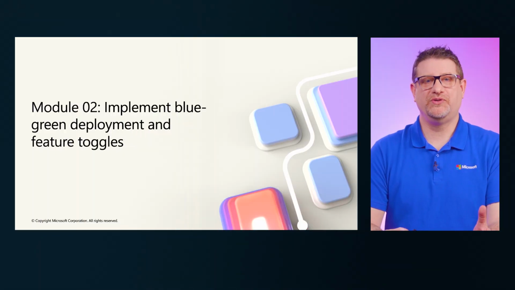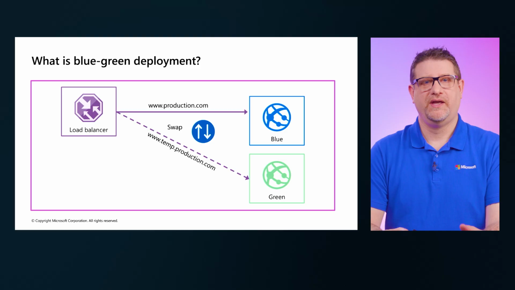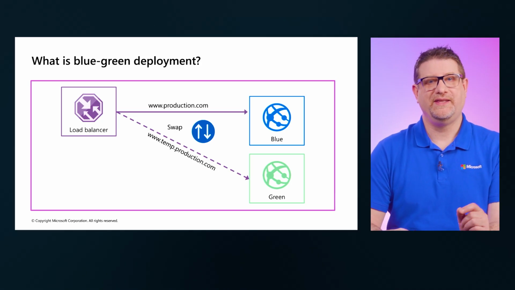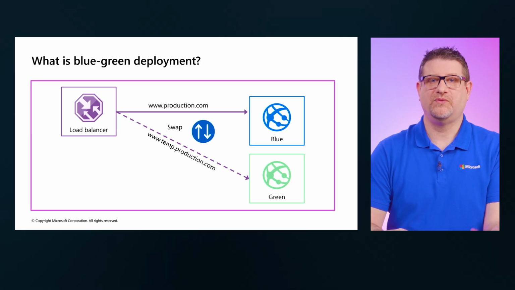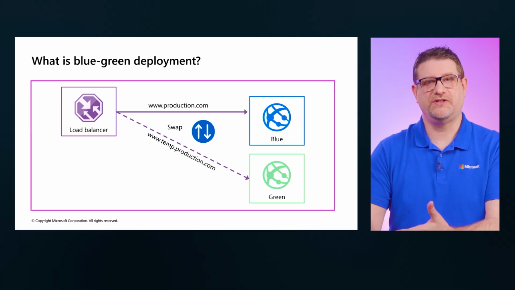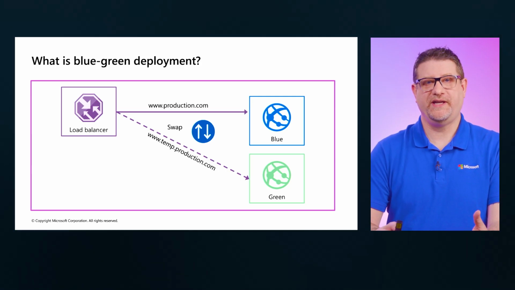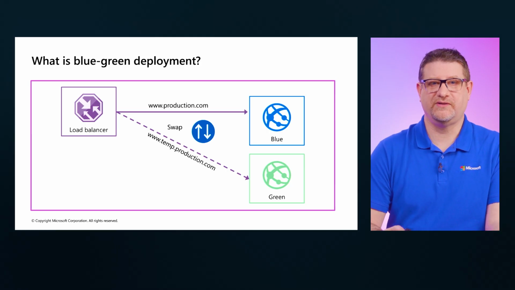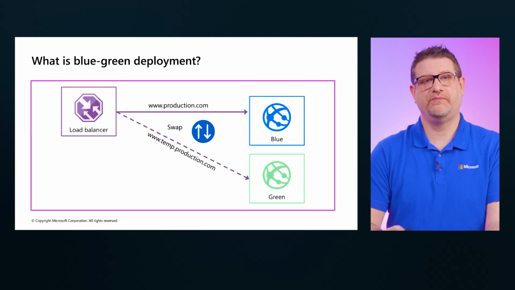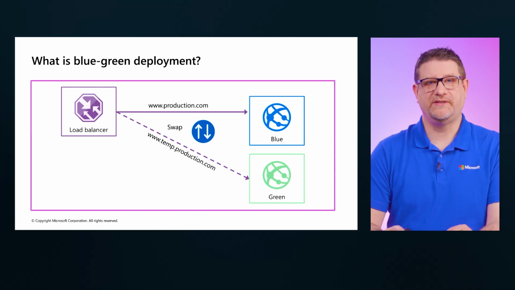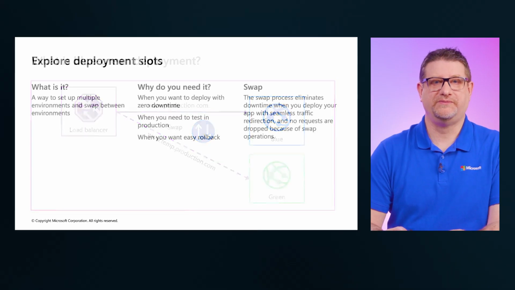Now let's talk about implementing blue-green deployment and feature toggles. Blue-green deployment is a modern release strategy that helps teams deploy applications with minimal risk and zero or near-zero downtime. The idea is simple. You have two identical environments, one blue, live in production let's say, and one green for staging the new version that's coming out. When you're ready to release the update, we deploy to the green environment, test it thoroughly, and then we swap the traffic from blue to green. The swap is seamless, so the user experiences no interruption, and we can easily roll back if something goes wrong. The swap is recommended to be the last step in any deployment pattern.